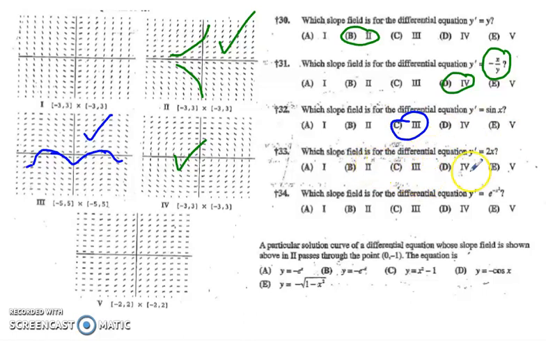So then, which one goes with y prime equals 2x? Well, if I integrate that straight up, I get that y equals x squared. So that is going to go with, all right, we just got interrupted by a fire drill.